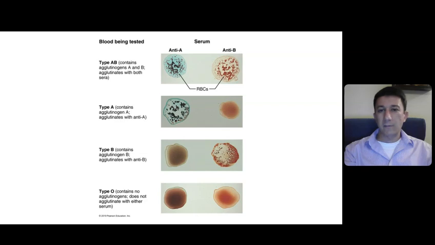And we see the same thing for the Rh factor, where the blood will clump in the presence of the anti-Rh anti-serum if the Rh factor is present, and it will not clump in the anti-Rh anti-serum if the Rh factor is absent.